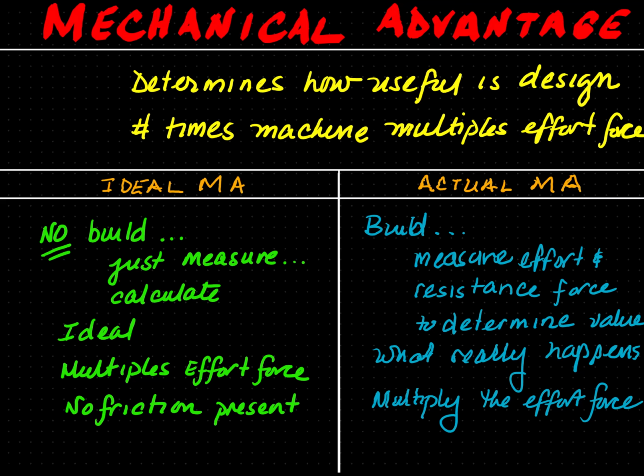Actual mechanical advantage is what happens in the real world. So you must build it and you must measure the effort and resistance force to determine the value of the mechanical advantage. This is what really happens in real life. So friction will be present, and if you build it correctly, it will multiply the effort force.